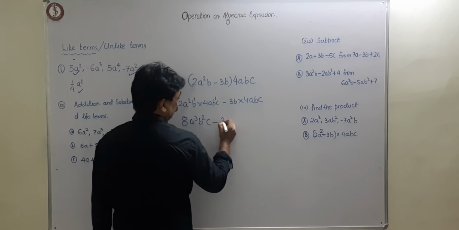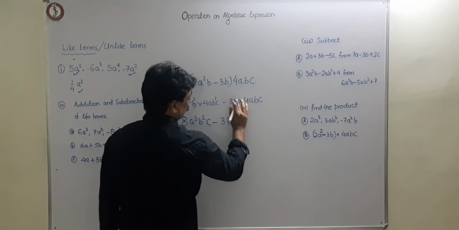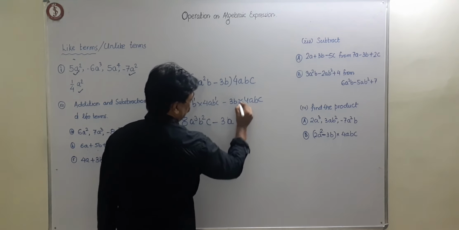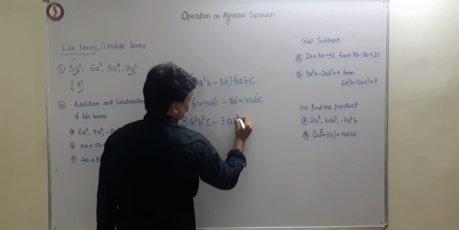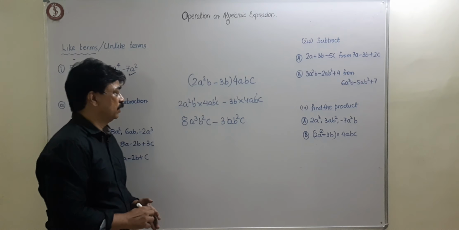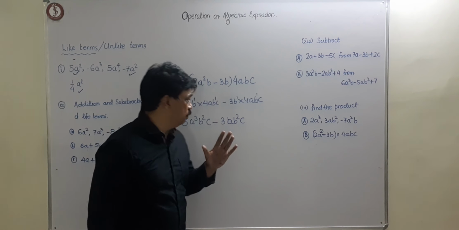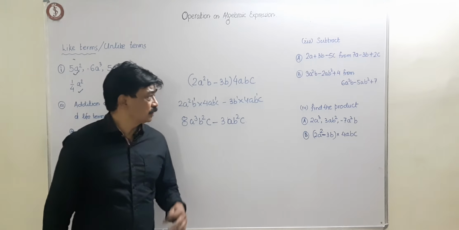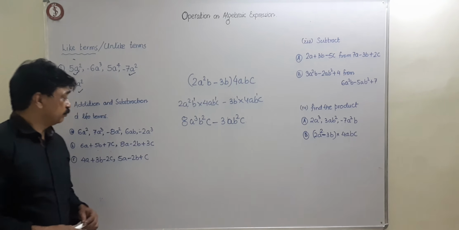Then minus 3b, so first we write a, then there are two b's, so b square, and then there is a c over here. So 3ab square c. So that is there. This completes our finding the product also.